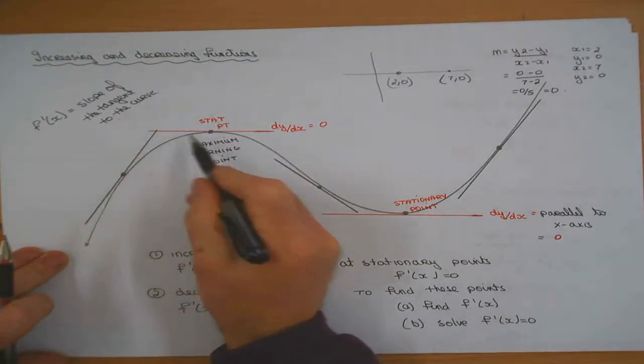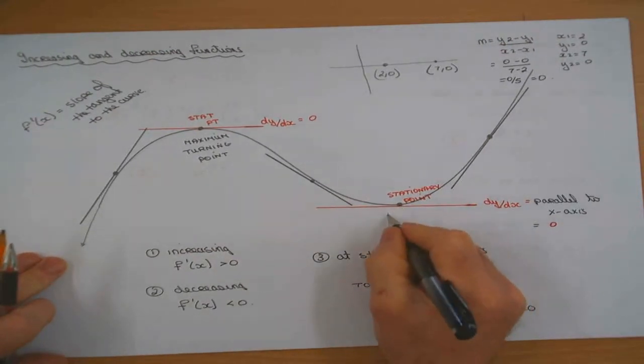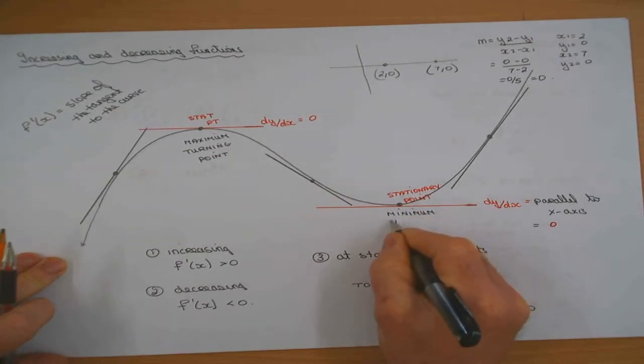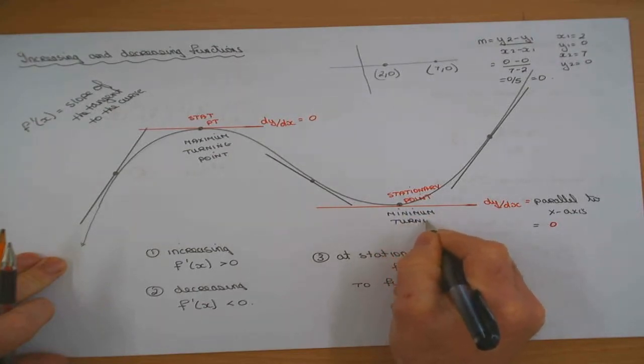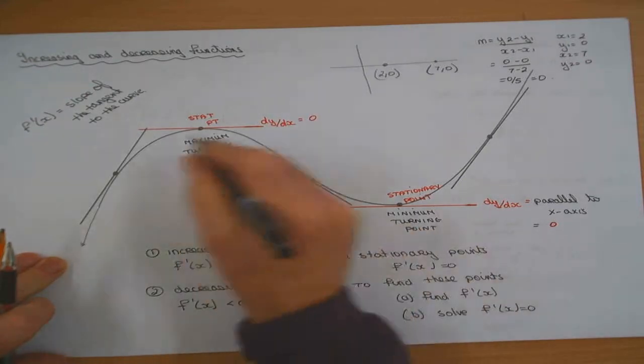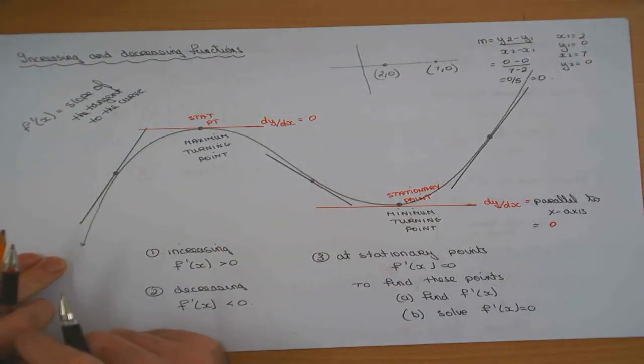Then it comes down and it turns again. That's known as a what? A minimum turning point. And it decreases down to that, and then it will increase again. It won't turn again after that.